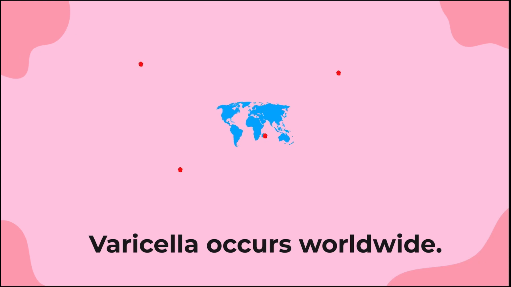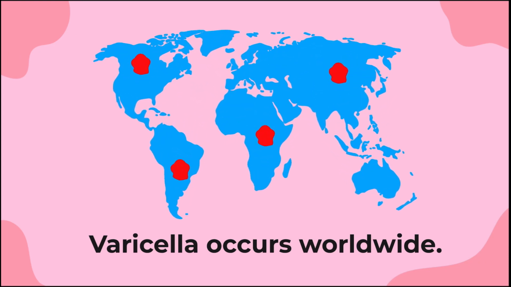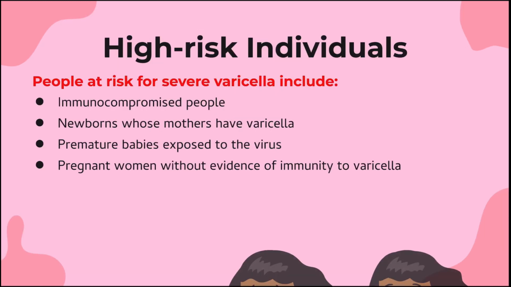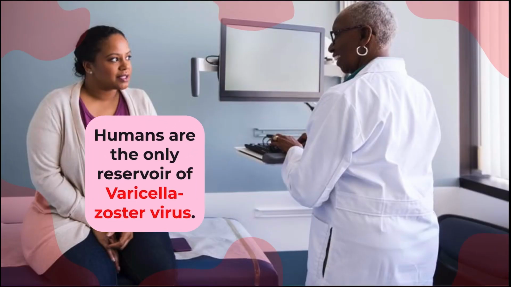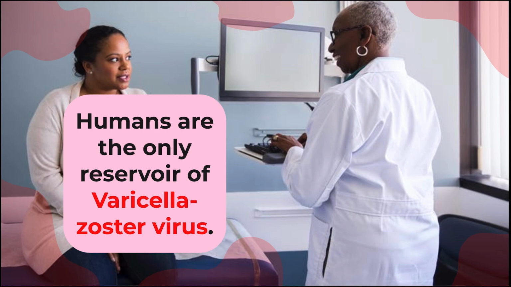Varicella occurs worldwide. In countries with temperate climates, it is primarily a childhood disease, with most children infected by 10 years old. People at risk for severe varicella include immunocompromised people, newborns whose mothers have varicella, premature babies exposed to varicella or herpes zoster, and pregnant women without evidence of immunity to varicella. Humans are the only reservoir of VZV, and disease only occurs in humans.